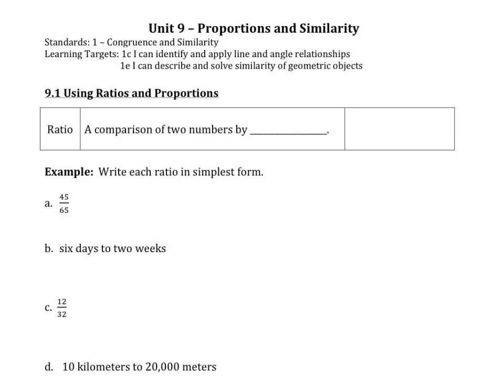All right, here are the notes for section 9.1, using ratios and proportions. Our first definition is a ratio. A ratio is a comparison of two numbers by division.